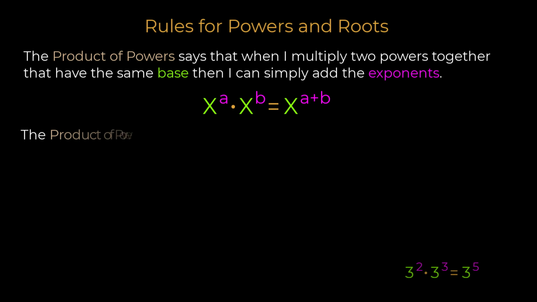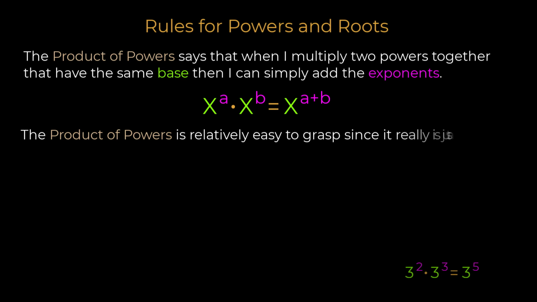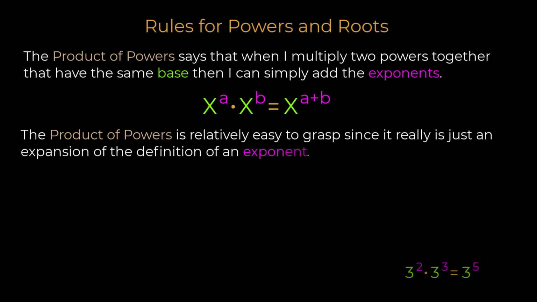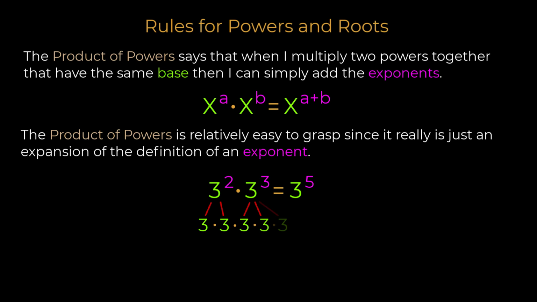The product of powers is relatively easy to grasp, since it really is just an expansion of the definition of an exponent. In the latter example, 3 squared means 3 times 3, and 3 cubed means 3 times 3 times 3. 3 multiplied by itself 5 times is simply 3 to the 5th power.